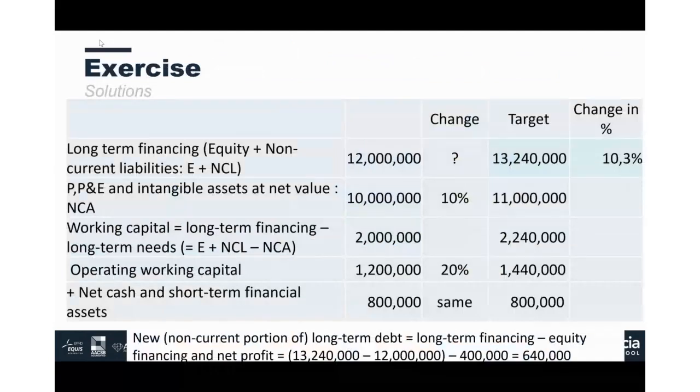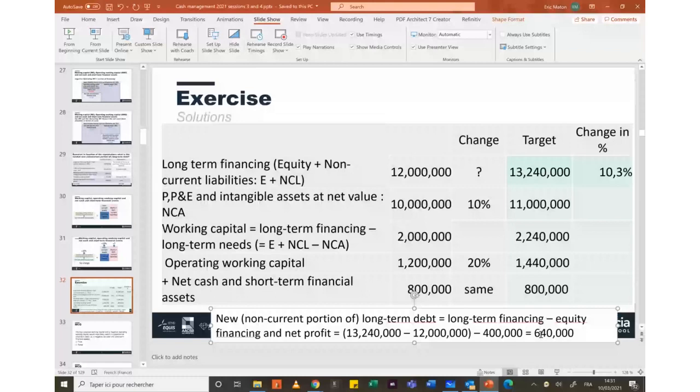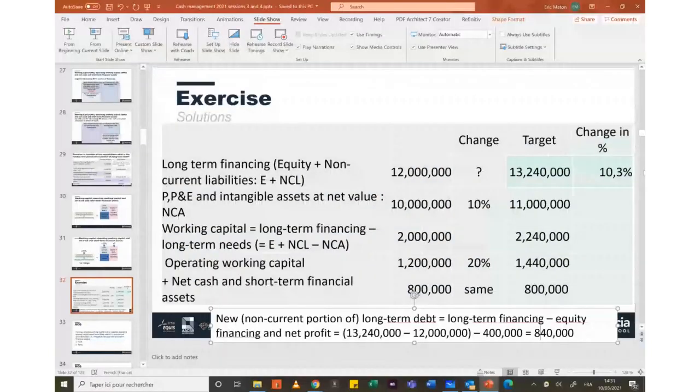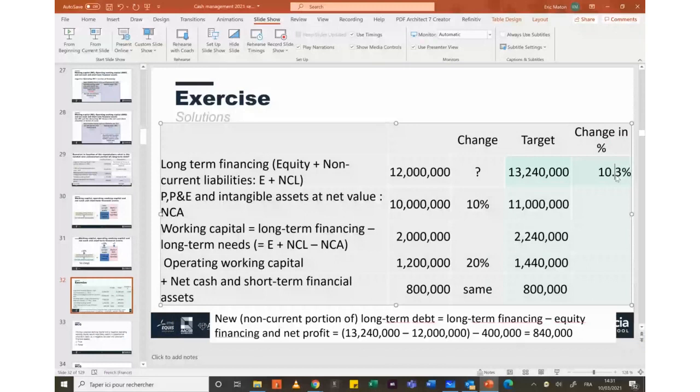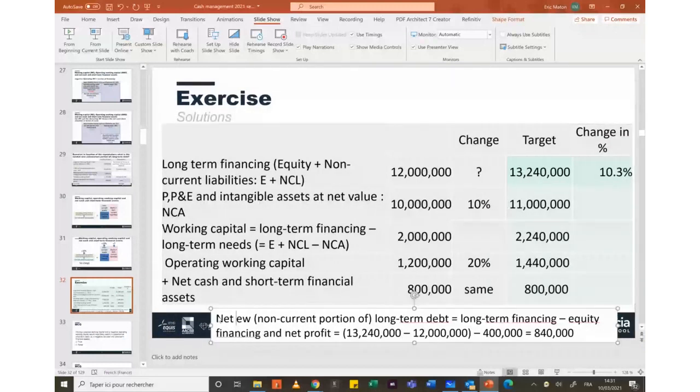There is a mistake here because we said it's 840,000. So 840,000. So we need to increase the long-term financing by 10.3%, but with the net profit is not enough, so we need new debt. Net new debt. Different with the repayment.